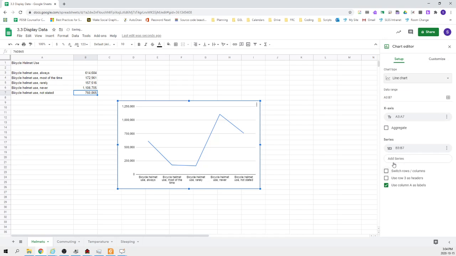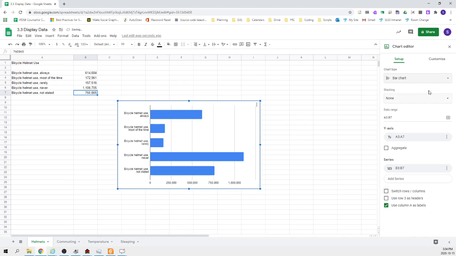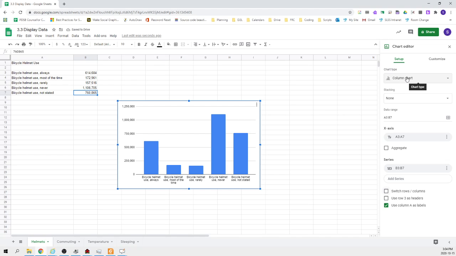If we tried to use a line graph, it doesn't really make a whole lot of sense because these are not numbers, they're not changing, they're just different categories. And so the graph that probably makes the most sense would be a bar chart or the other very similar column chart, so that we can see all the different categories and how big they are relative to each other. We can see that the group of people that never use a helmet is much, much bigger than the people that just use it rarely.